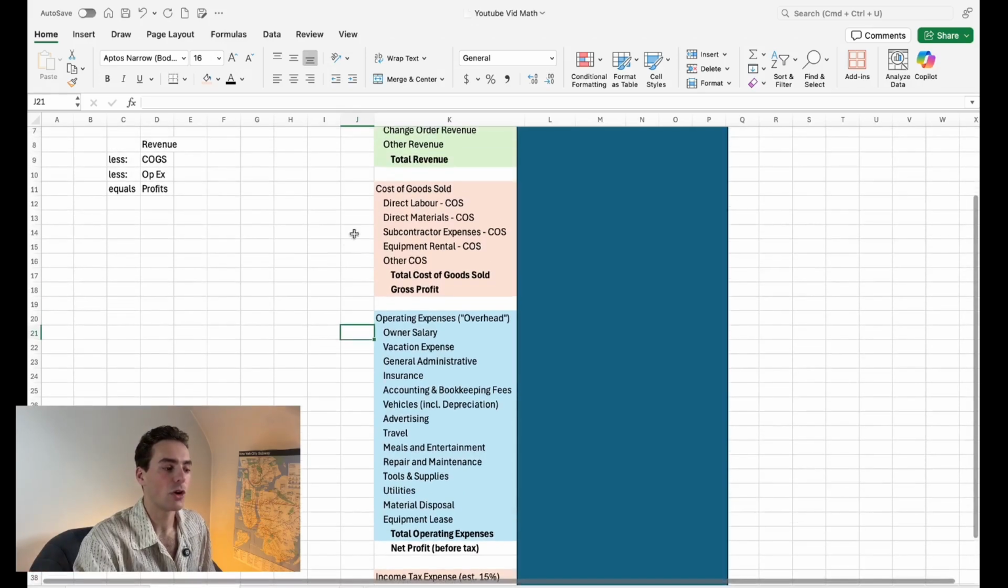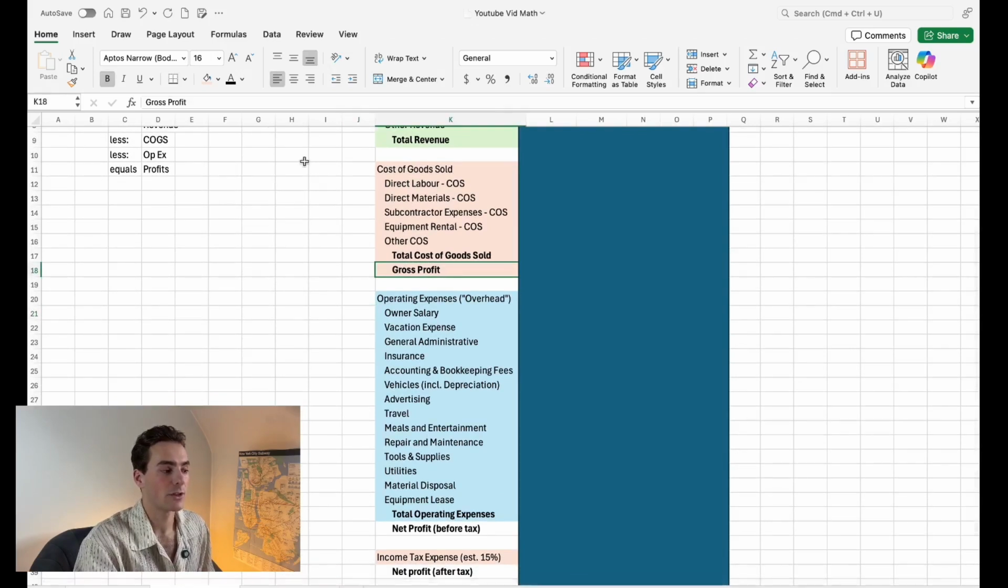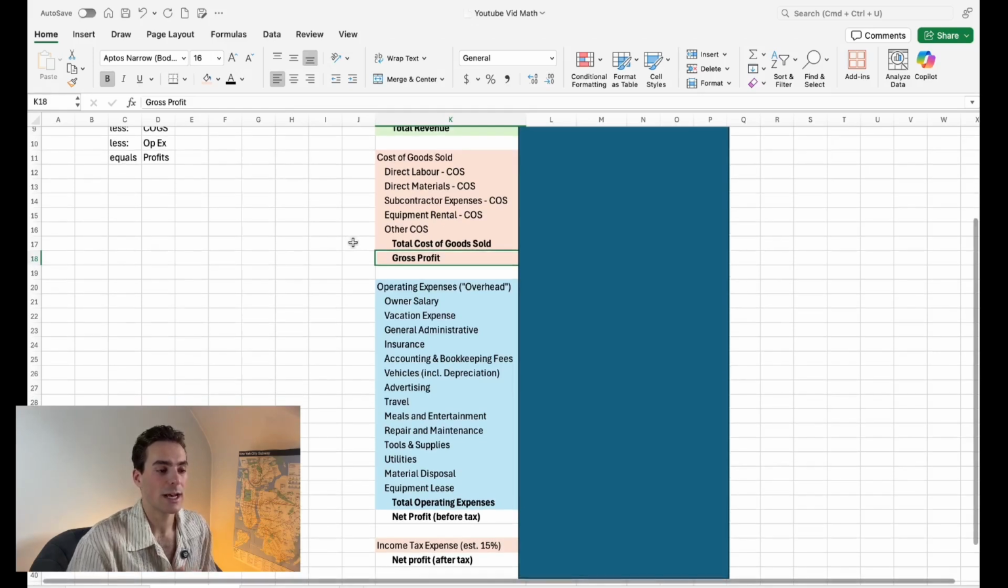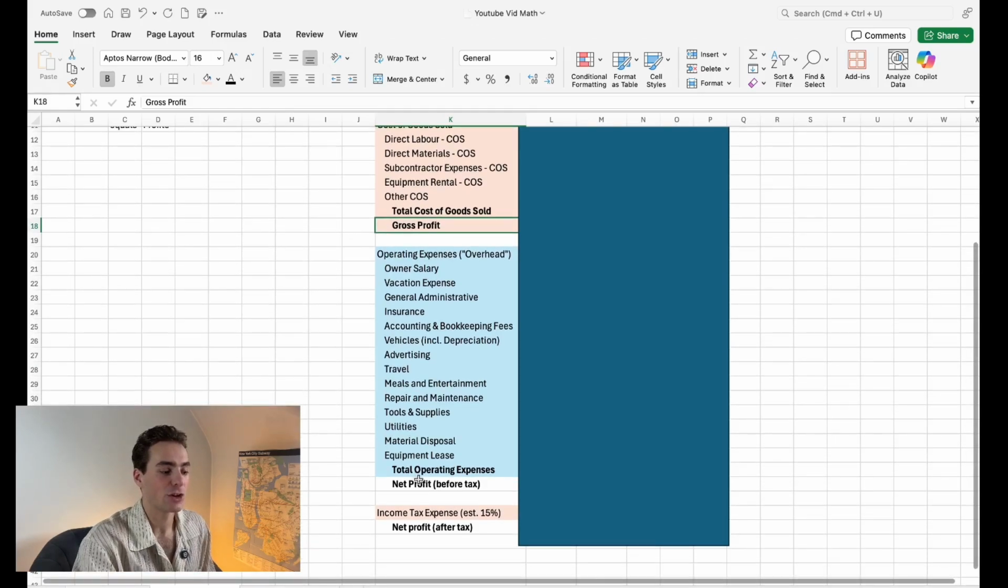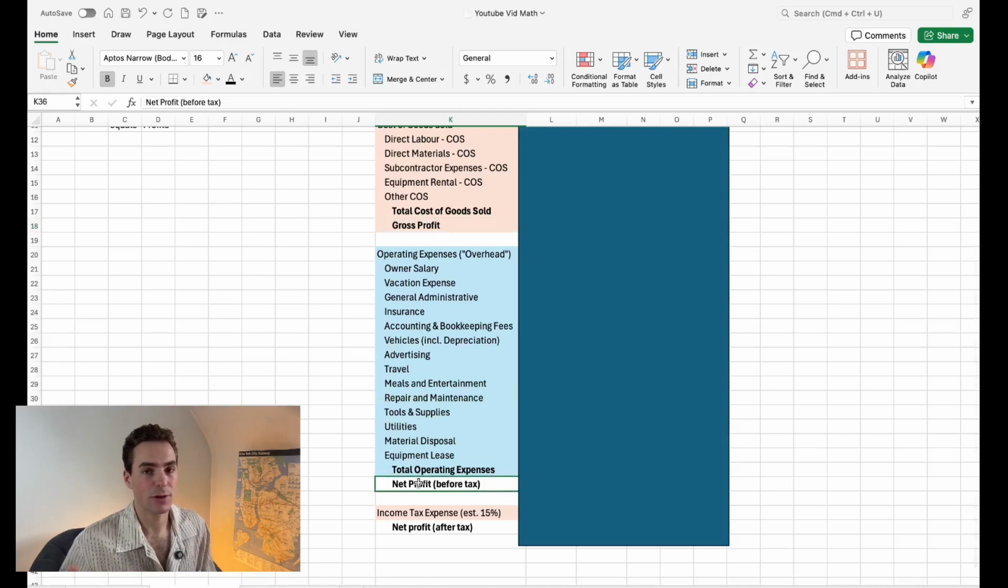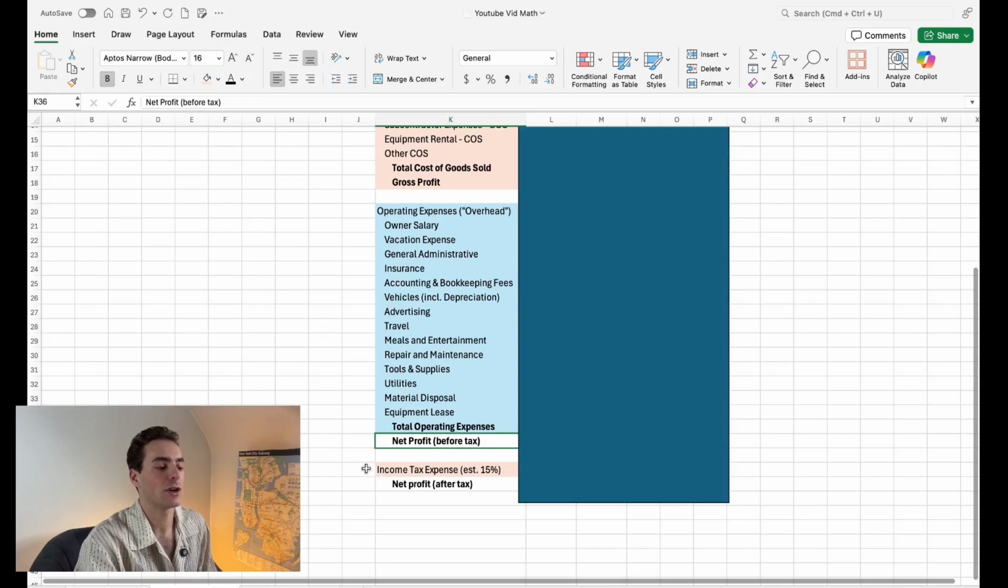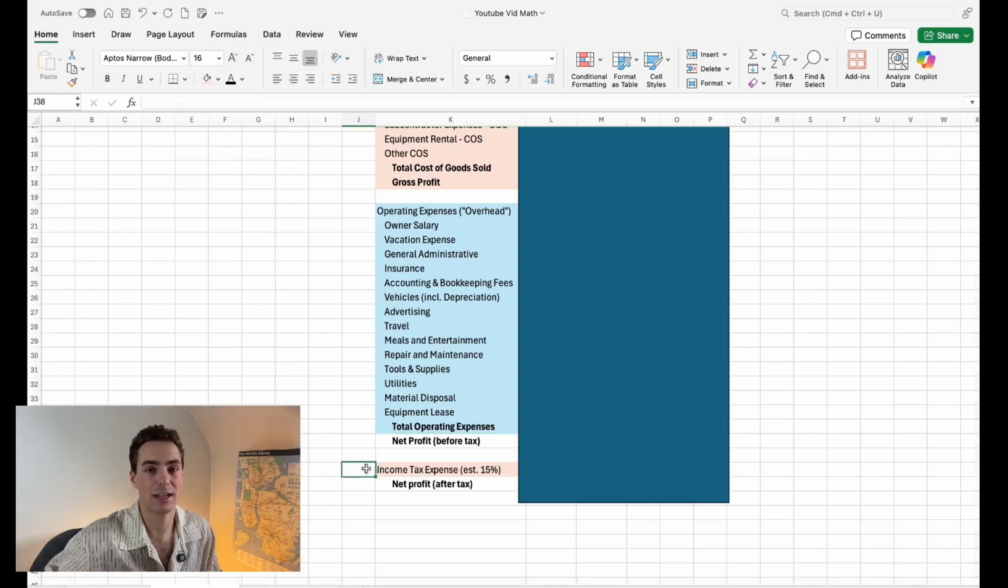Okay. So you have your revenue, you subtract your cost of goods sold, and you get your gross profit. So that's the profit after all of your direct expenses, your cost of goods sold, are incurred. And then your net profit before tax takes your gross profit and subtracts the overhead expenses. Then your last line here, you can just subtract the tax, which is essentially taken out at the end of the year. And then you get your net profit after tax.